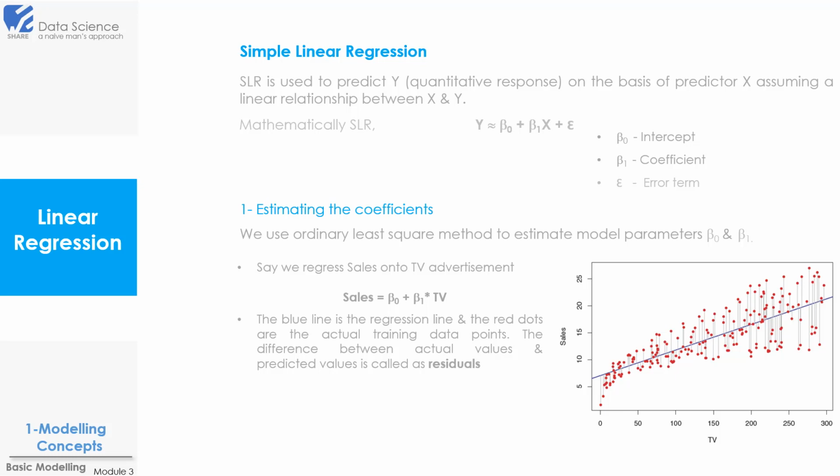Now the difference between the actual values and the predicted values is called residuals. It is given by yi minus yi hat. And then when we square it and add the residuals for all the points, it is called the residual sum of squares, that is RSS, and it is given by E1 square plus E2 square plus E3 square up to En square. So the ordinary least squares estimate finds the coefficients with the least residual sum of squares.